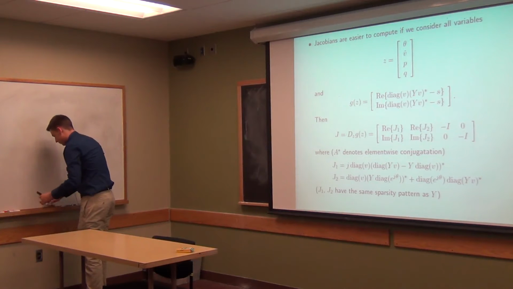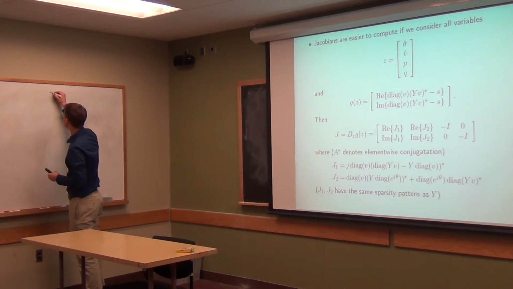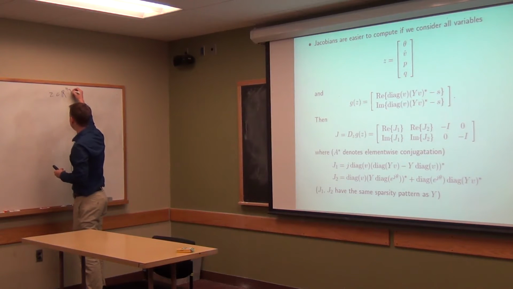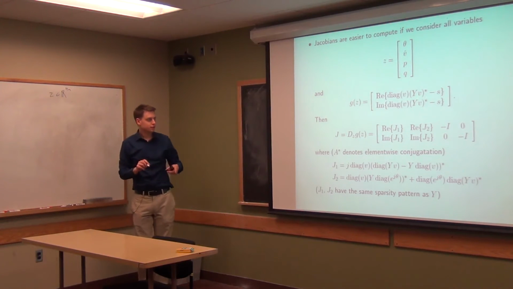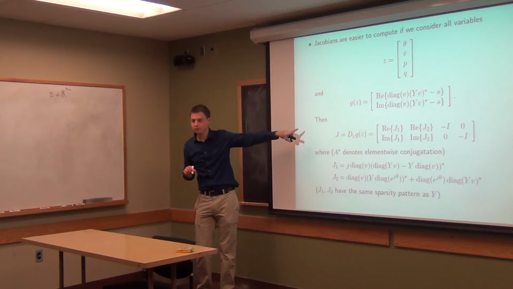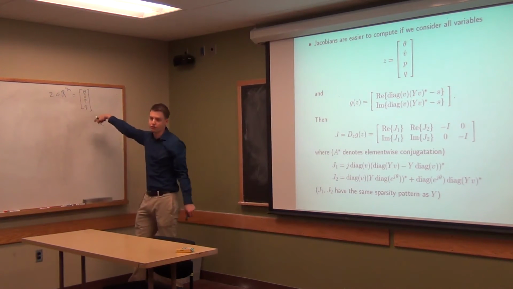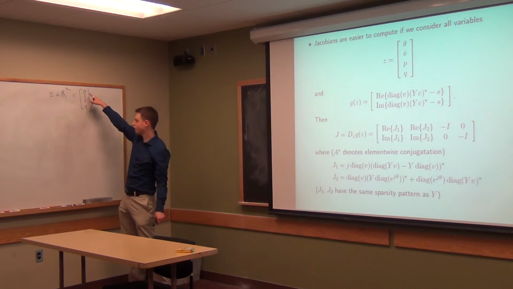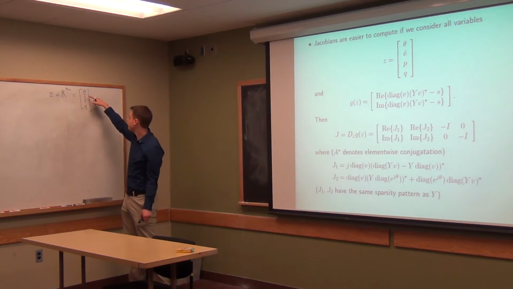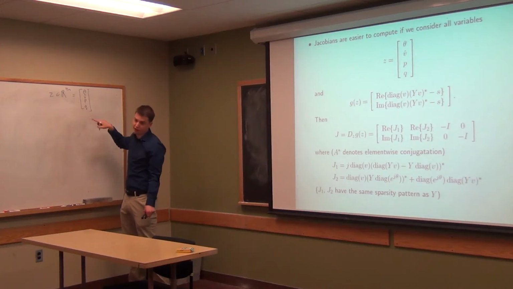Okay, so z, first of all, let me bring out the ink here. z is a vector in R^4n, equal to all these things: voltage angles, voltage magnitudes, real power, reactive power. And these are vectors of all these things, right? So it's a vector of all the different voltage angles, all the different voltage magnitudes, all the different real powers, all the different reactive powers.